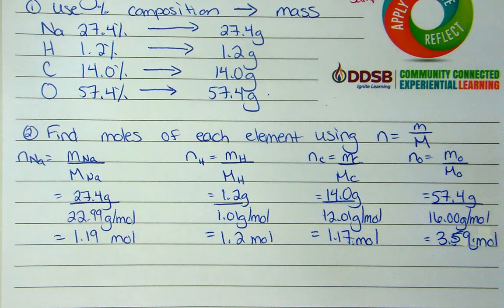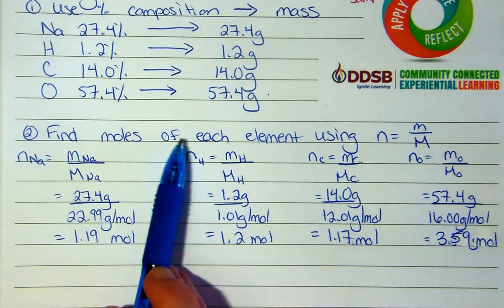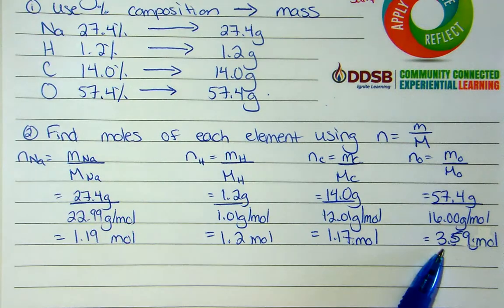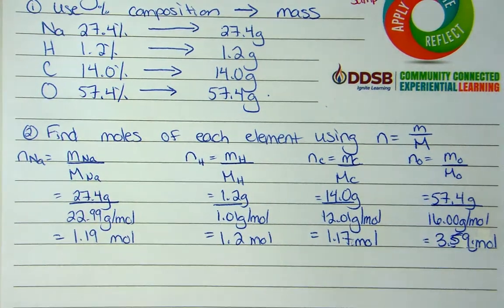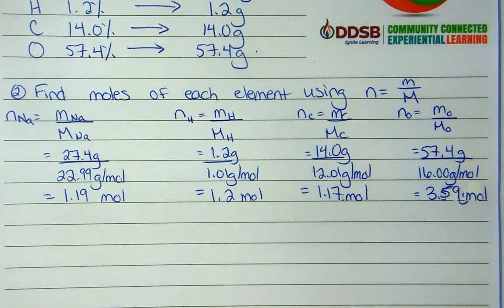Well, the camera froze, so I'm picking up from here. I had to do a little whiteout error, but 3.59 moles. I now have the number of moles of all 4 elements that are present in this sample. See how I said it's going to build from the stuff last week?